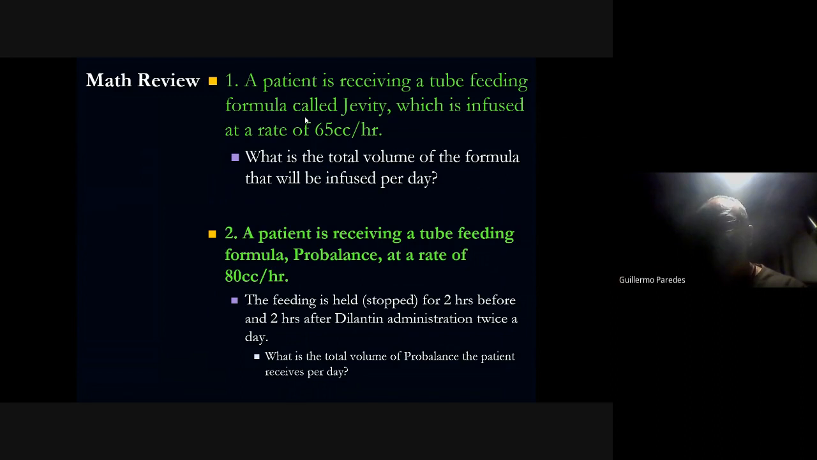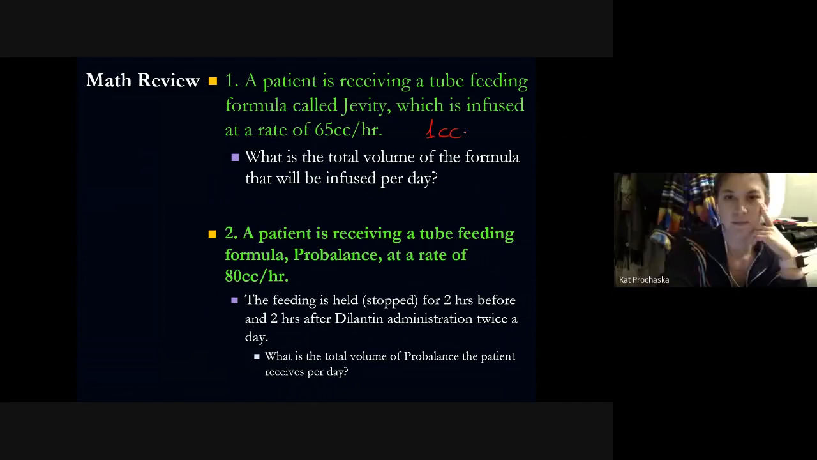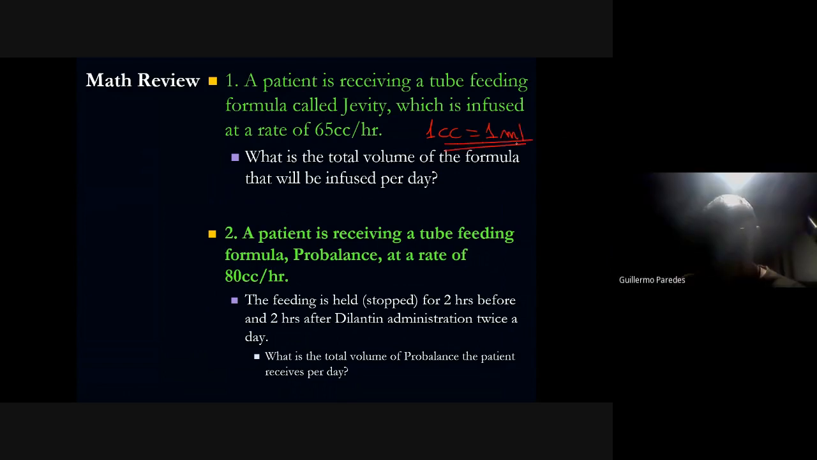All right, a patient is receiving a tube feeding formula called JBT, which is infused at a rate of 65 cc per hour. 65 cc per hour. One cc is equal to 1 ml, yes or no? Yes. Don't forget that, please. 1 ml is the same as one cc. So if you are giving this volume in 1 hour, what is the total volume of the formula that will be infused in a day? Means in 24 hours.